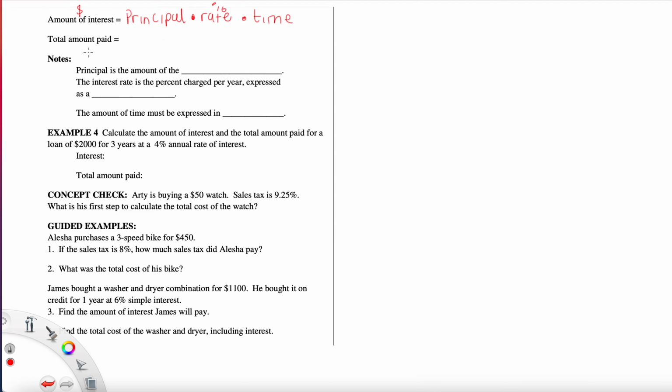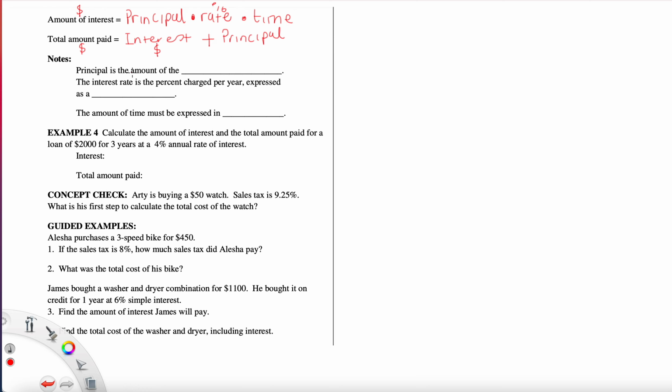To find the total amount you paid, for example, if you're borrowing, you will take the amount of interest. So this total amount is a dollar amount. You will take the amount of interest, which is also a dollar amount, and you're going to add that to your principal. So the interest is going to make what you're going to pay in total go up. So for your notes, and feel free to pause this as you go so you can get all of this information in.